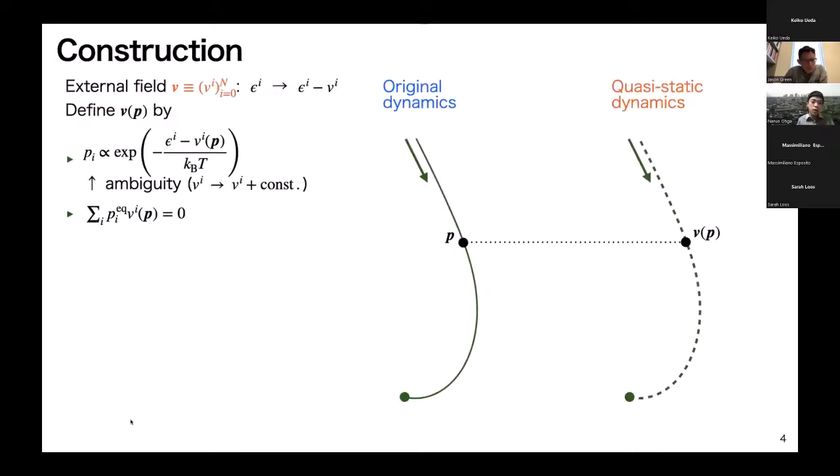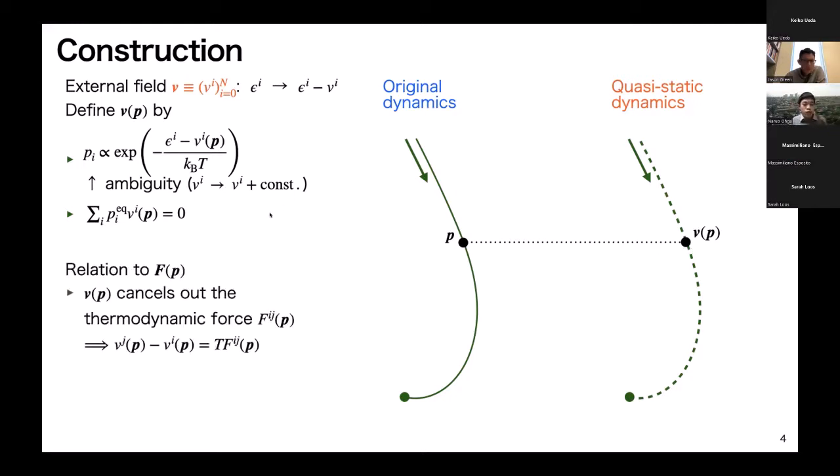Okay, now I state the concrete construction of the quasi-static dynamics, which plays a key role in our result. We assume the external field V modifies the state energy from epsilon to epsilon minus V. We define V of P as a function of P so that it reproduces the distribution P as a canonical distribution. Since this equation leaves an ambiguity of adding a constant, we also impose this additional condition to define V of P uniquely. Then we define the quasi-static dynamics as driven by this V of P.